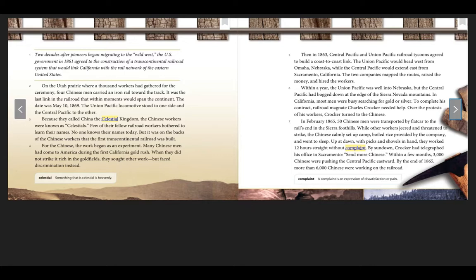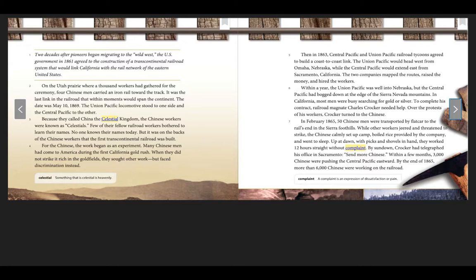While other workers jeered and threatened to strike, the Chinese calmly set up camp, boiled rice provided by the company, and went to sleep. Up at dawn, with picks and shovels in hand, they worked 12 hours straight without complaint. By sundown, Crocker had telegraphed his office in Sacramento, "Send more Chinese." Within a few months, 3,000 Chinese were pushing the Central Pacific eastward. By the end of 1865, more than 6,000 Chinese were working on the railroad.